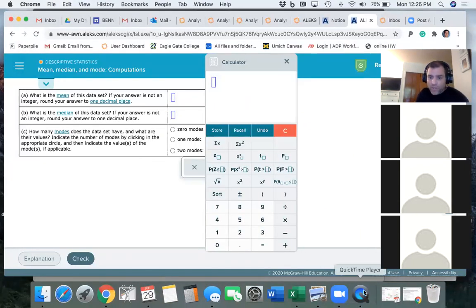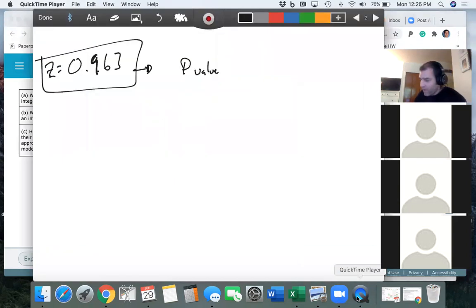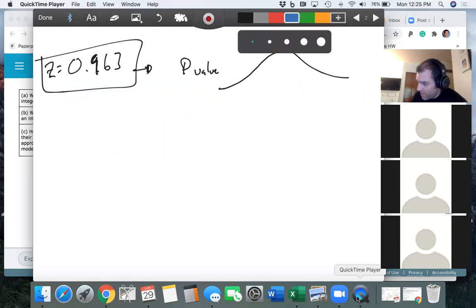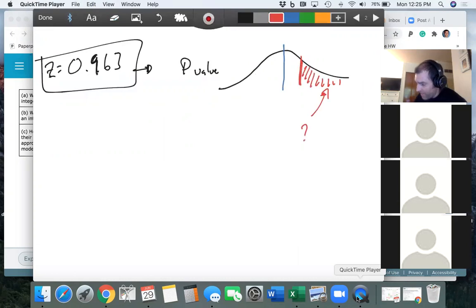Okay. I want to know. Let me go back. I want to know. So here's the distribution. Here's the mean. Here's my test statistic. It's right here. What the p-value is asking is, what is this proportion? What is that? Like that's what it's asking for when it asks for a p-value. It wants to know what proportion that is, okay?